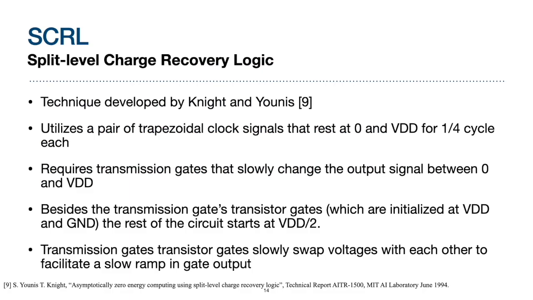For the first logic approach here, SCRL, or split-level charge recovery logic, this technique was developed by Knight and Younis, and it utilizes a pair of trapezoidal clock signals that rest at 0 and VDD for 1/4 clock cycle each. This technique requires transmission gates that slowly change the output signal between 0 and VDD. Besides the transmission gates, transistor gates, which are initialized at VDD and ground, the rest of the circuit starts at VDD over 2. Transmission gates slowly swap voltages with each other to facilitate a slow ramp in gate output.